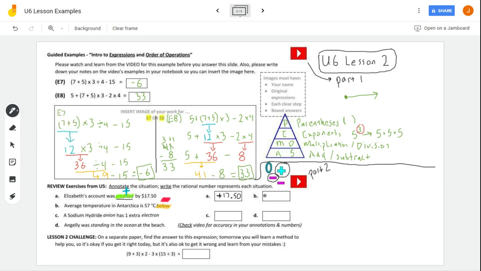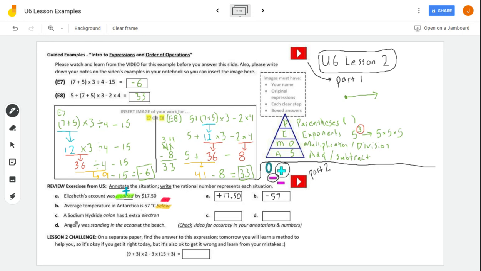And then I never want to put units. So I didn't want to put a dollar sign here because that would make it now specific to a certain situation rather than just in general, this is an action and the number. So negative 57. I don't want to put the degree symbol and I don't want to put the C or the Celsius, just negative 57. And that's the integer or rational number that represents this situation.